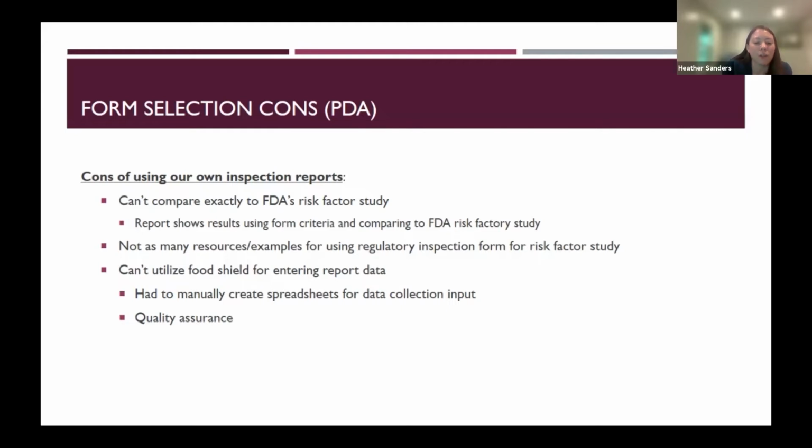And like Morgan mentioned, FDA has a Food Shield risk factor study data entry site which auto-populates the report information into Excel spreadsheets and has built-in quality assurance. We were able to make our own data input forms mirroring the Excel sheets from FDA using our own specific information and deleting any information that we did not use, but the quality assurance was on me instead of the computer. Definitely some things to think and consider when choosing which form to use. Next slide, please.